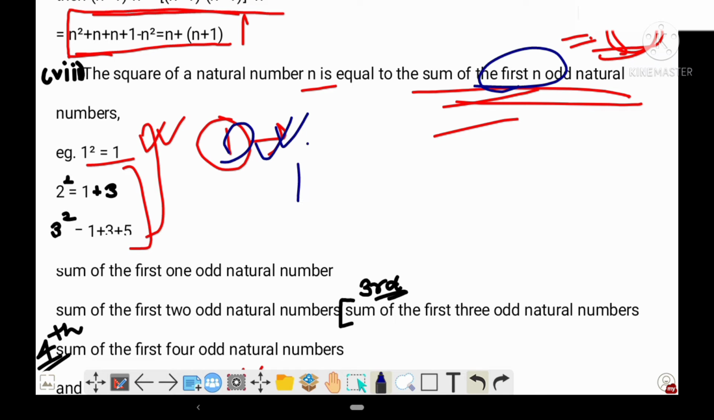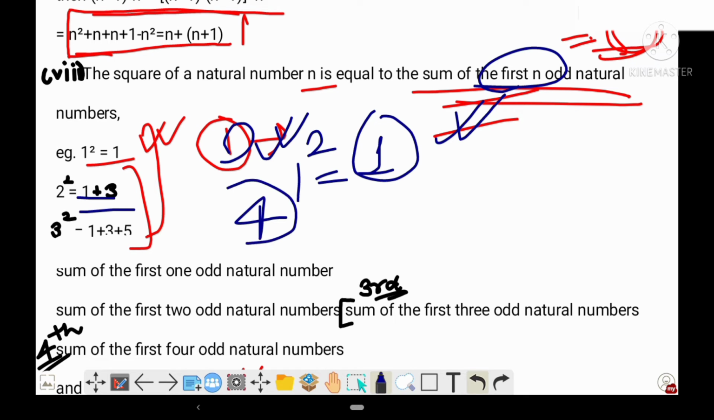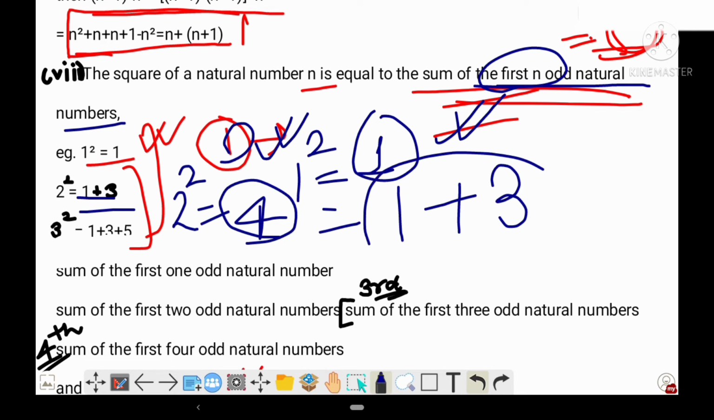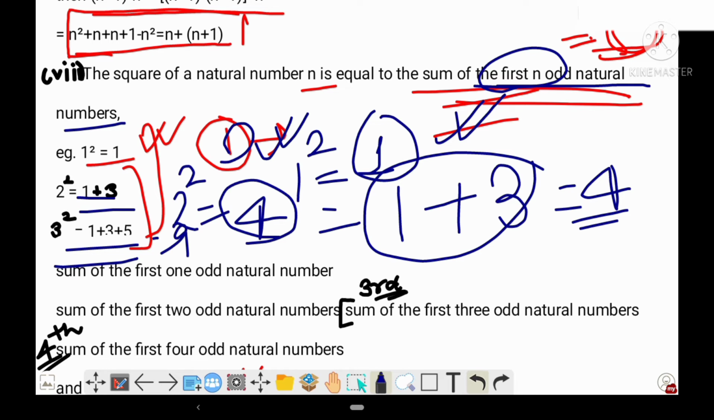Just simple. 1 square is 1, and of course 1 is odd, right? 2 square is 4, okay? And first two odd natural numbers का sum उसके equal होता है. 2 square is 4, and if you see 1 and the next odd number is 3, so it is 1 plus 3, that is 4. So did you get? Is it satisfying? Of course, yes. Same way, the next example gives 3 square equals 9, and 1 plus 3 plus 5, which are the following odd numbers, is also 9.